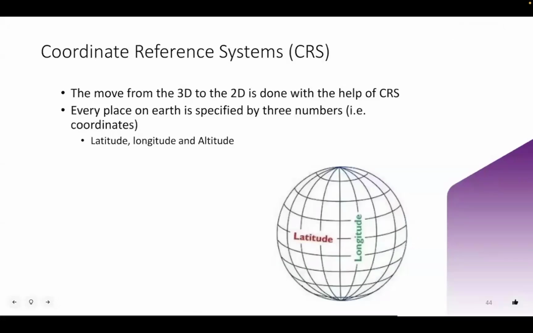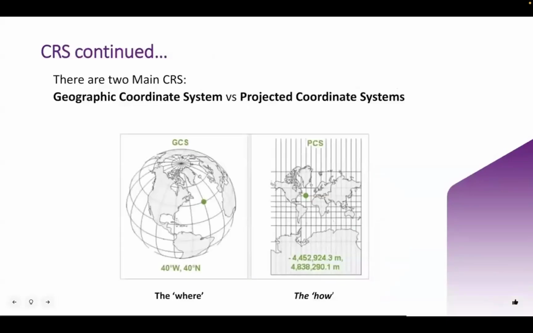Every place on Earth is specified by three main numbers. That's a latitude, a longitude, and an altitude. And each number indicates the distance between some point and your fixed reference, also known as your origin. There are two main coordinate reference systems to be aware of, and these are known as the geographic coordinate system and the projected coordinate system.